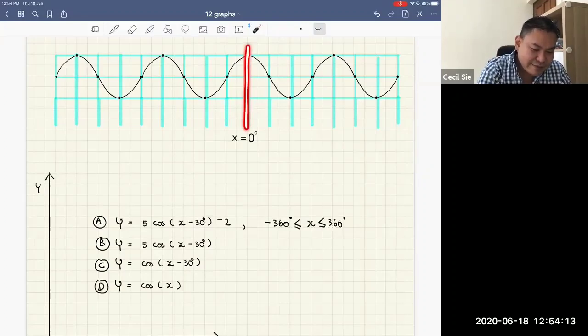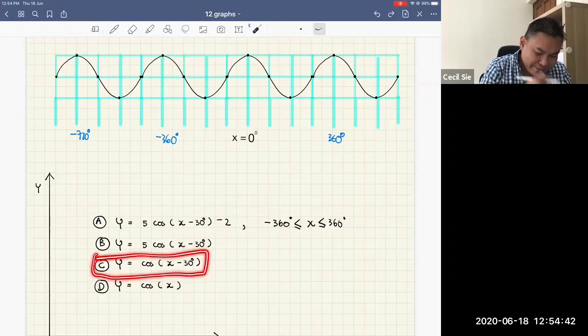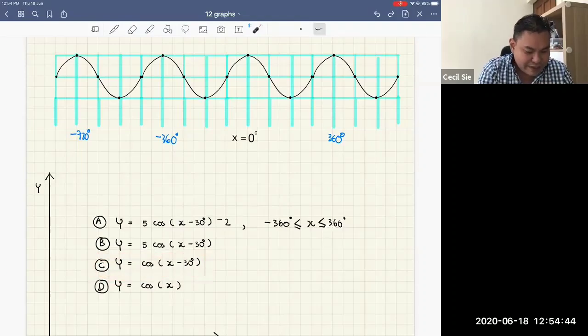So x is 0 here. Then we put some other number. Here x is equals to 360 degree. And this is negative 360. And this is negative 720. So we draw D without the x and y axis. We already draw D here. Now we must modify it to make it into C. What will happen? Cosine x minus 30.